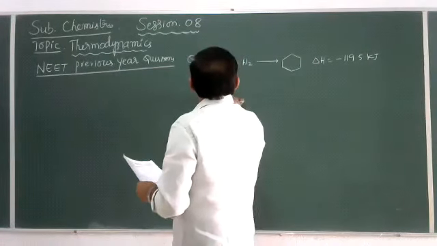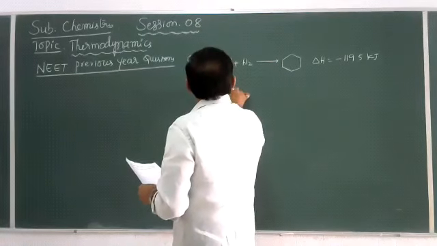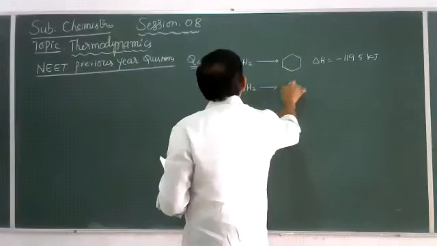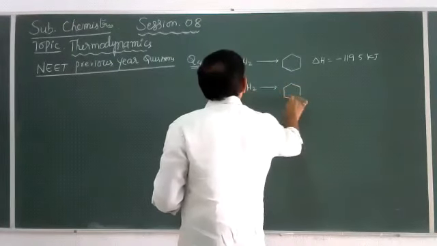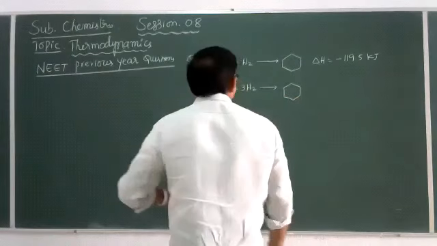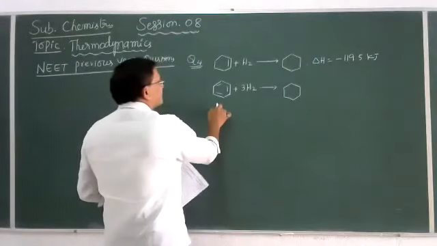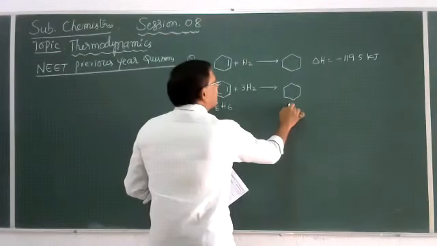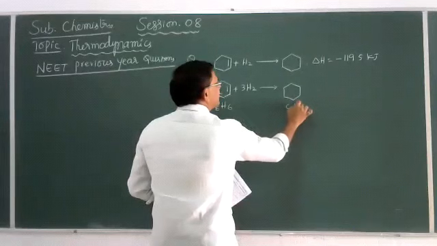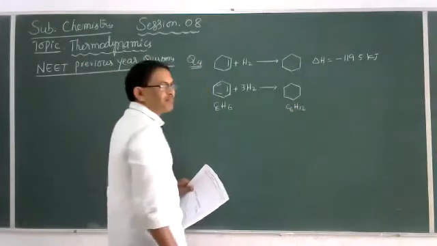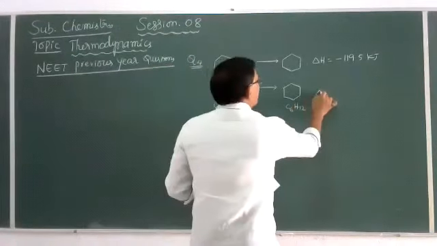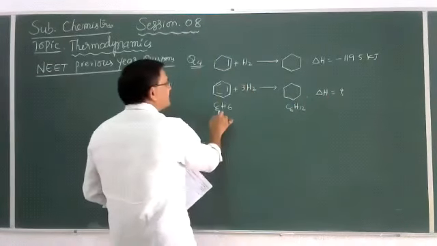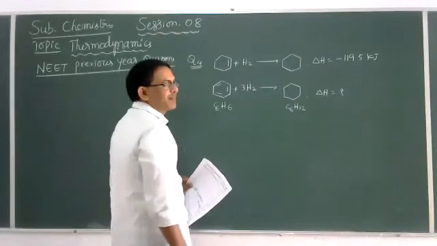Now here this is the benzene. To this, 3 moles of hydrogen gas is added, we'll get cyclohexane. Here its formula is C6H6, but cyclohexane's formula is C6H12. Now this value is equal to how much? Question mark. Benzene to cyclohexane.